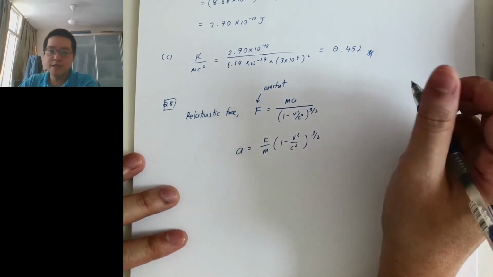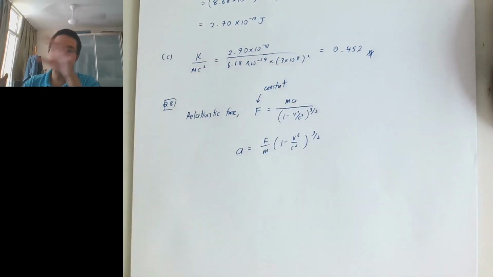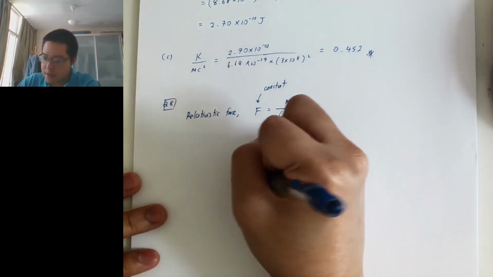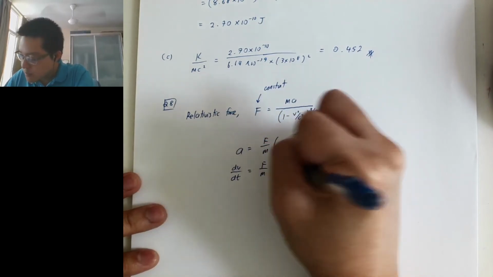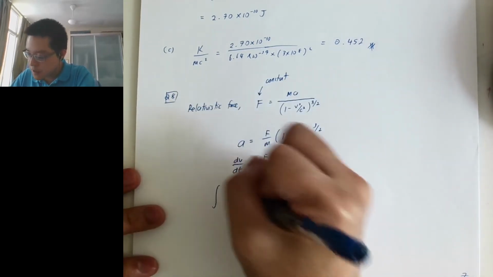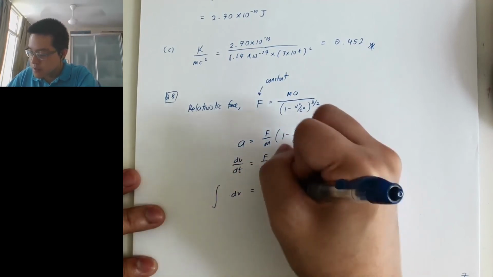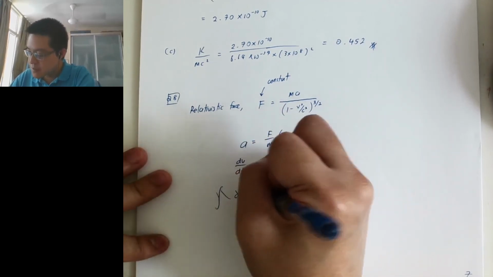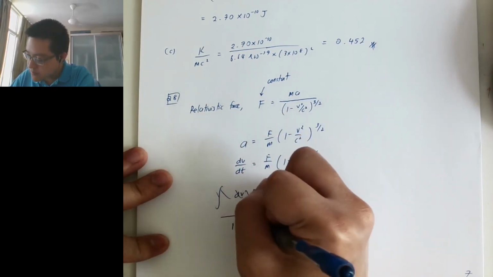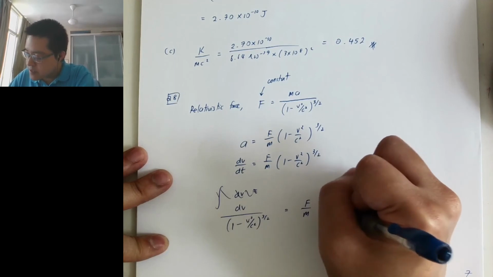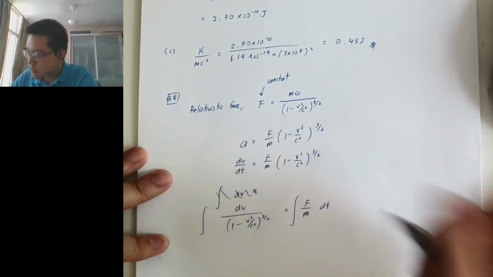So I want to find the velocity as a function of time. Then I can take the limit. What I can do is write my acceleration as dv dt. This is F over m times 1 minus v squared over c squared to the power 3 over 2. And then I will integrate both sides of the equation. Hang on, I need to bring this down first. So dv over 1 minus v squared over c squared to the power 3 over 2 equals F over m dt. So I want to integrate both sides of the equation.